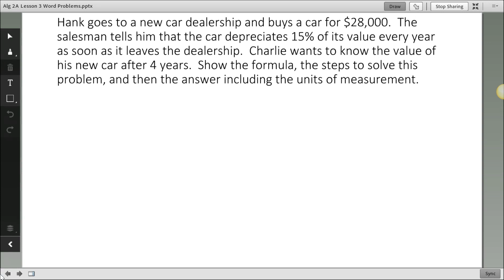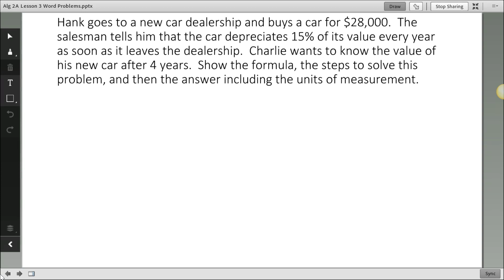So this time we got Hank goes to a new car dealership and buys a car for $28,000. The salesman tells him that it will depreciate 15% of its value every year. And Charlie wants to know the value of his car after 4 years. Show the formula, show the steps.